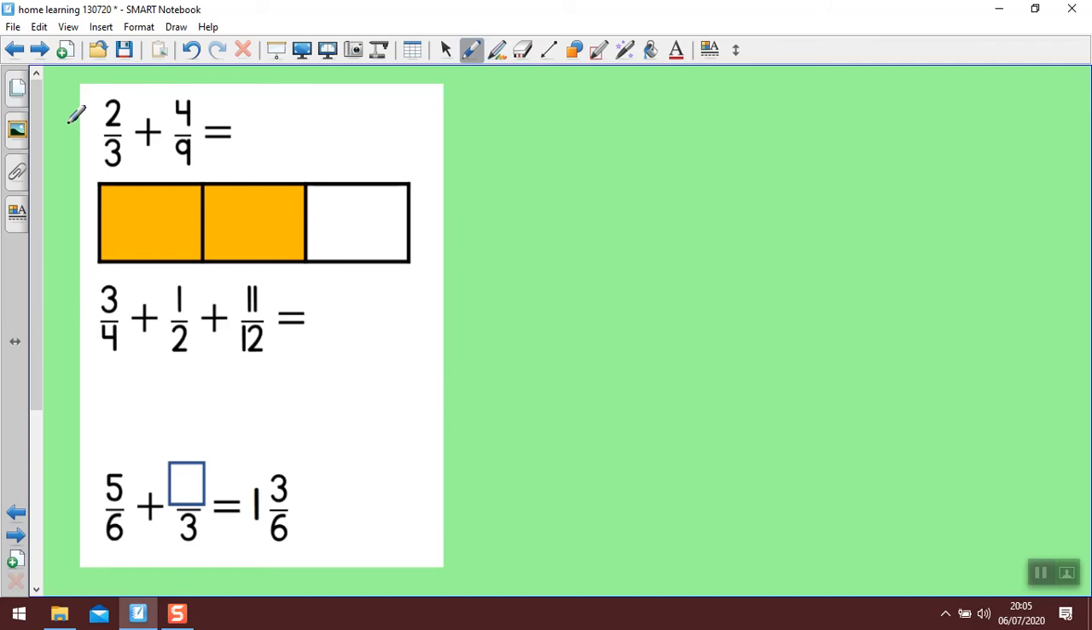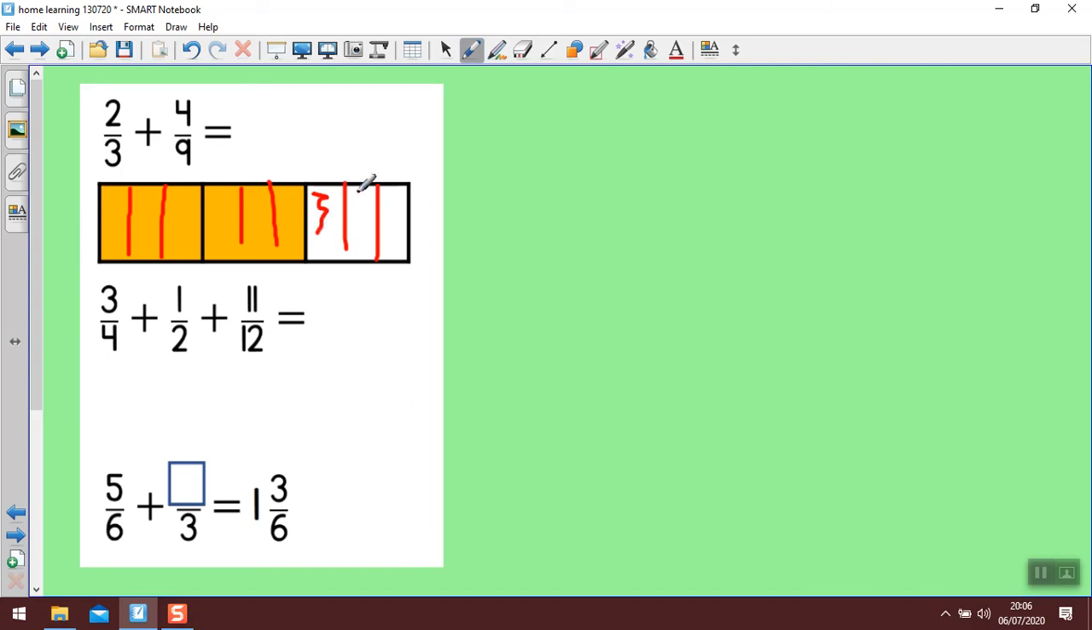Now let's have a look at these ones. We've got 2/3 plus 4/9 to start with. So I'll do the first one for you. 2/3 is this. We've got to add on 4/9. So let's split these thirds into ninths. Let's put 9 equal pieces. So here are our 2/3. That's the same as 6/9. We need to add on 4 more ninths.